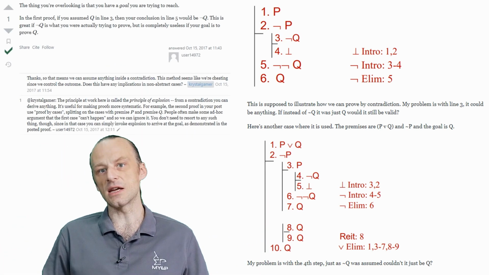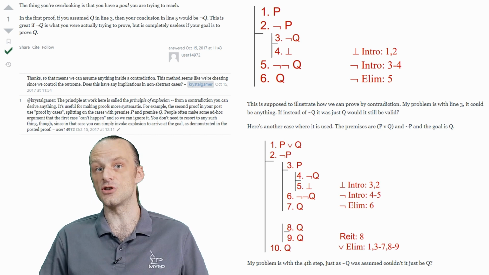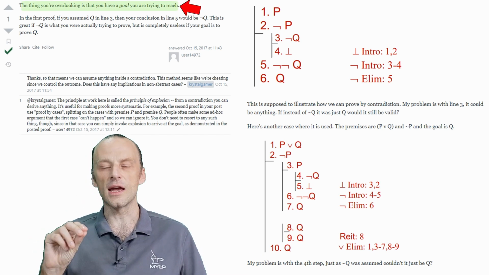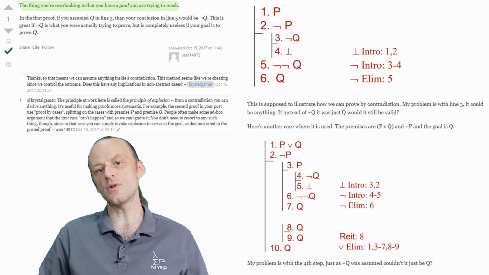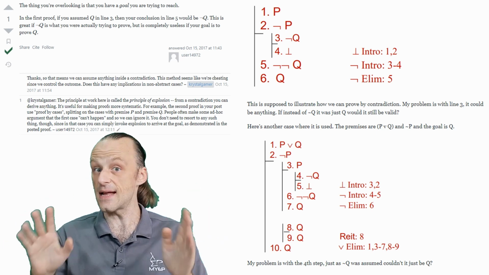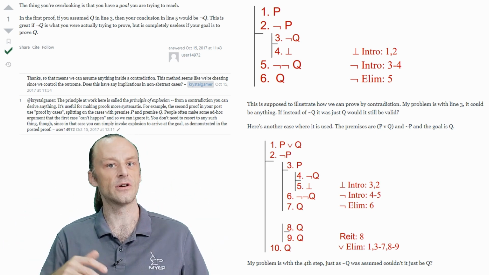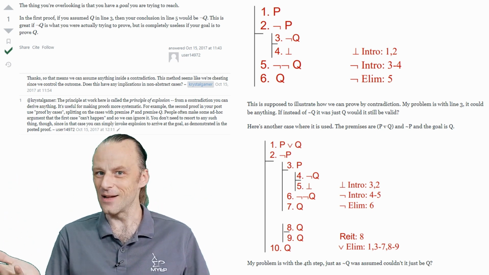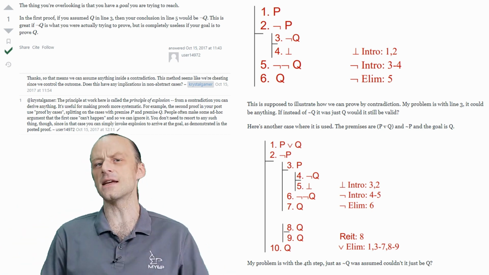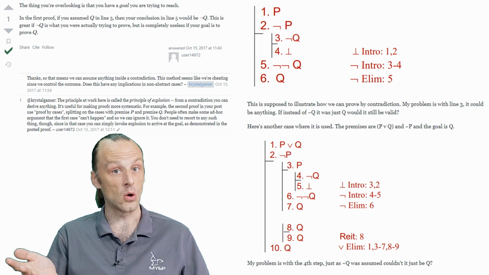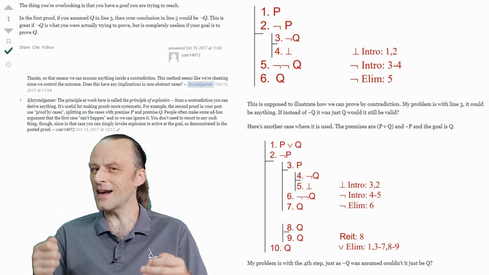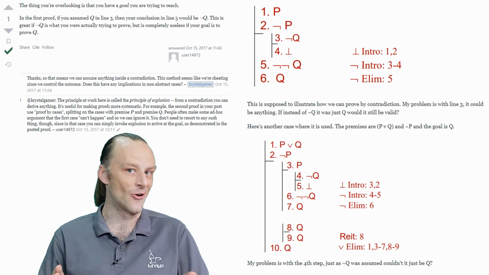Here is the answer given by user 14972, and this is how they start their reply. The thing you're overlooking is that you have a goal you're trying to reach. We're allowed to close the subproof in any valid way that gets us closer to the goal that we have. Great. But why does it help us at all? Why does introducing and then immediately negating line 5 get us closer to the goal, and why is it valid for us to do this? The answer is that it's valid exactly because it is not invalid.